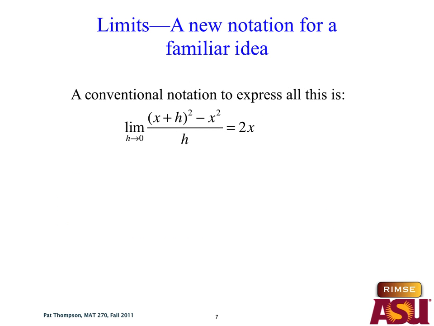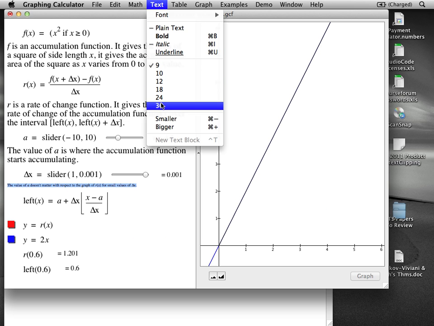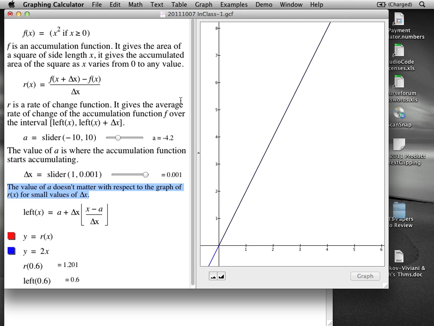All right, so that's the conventional notation. Now, I'm going to come back to, I'm going to try and do something really quickly. Oh, I forgot to make this big. If the value of A doesn't matter with respect to the graph of R of X, for small values of delta.